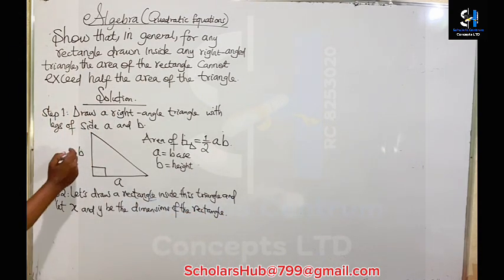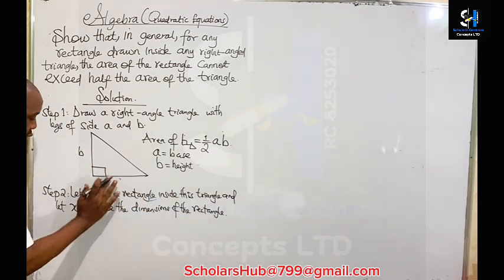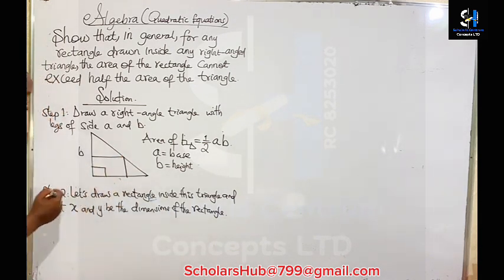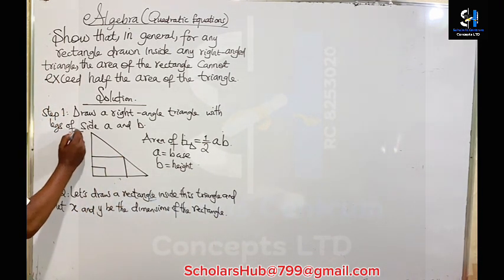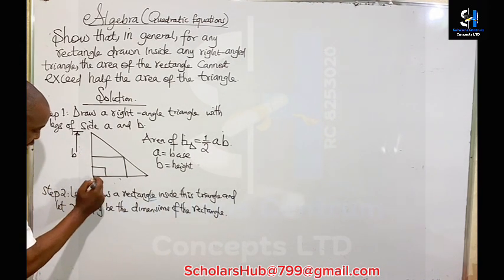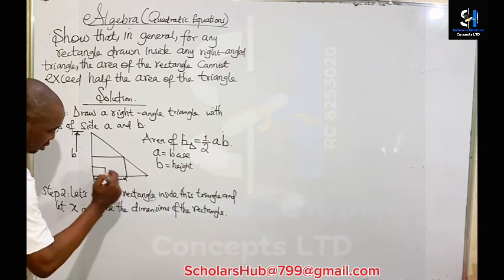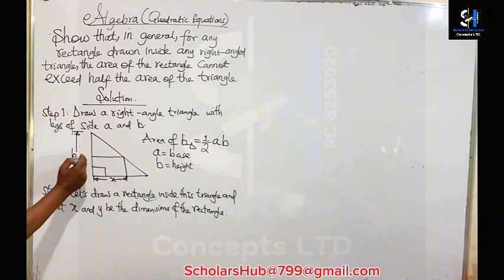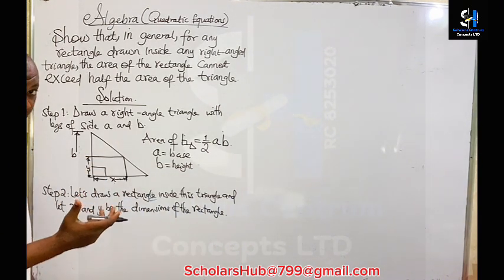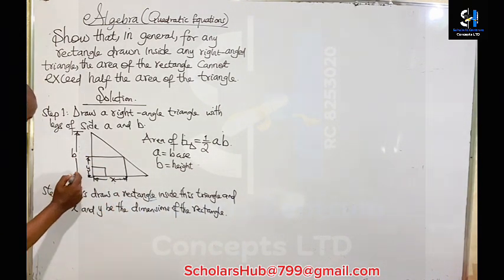So I'm going to draw a rectangle. Let me use the same diagram. So I have a rectangle drawn inside the triangle. Remember, the height of the triangle is B. I said this is x, which is the length of the rectangle, and this is y, which is the width of the rectangle. So we have the height of the right angle triangle.